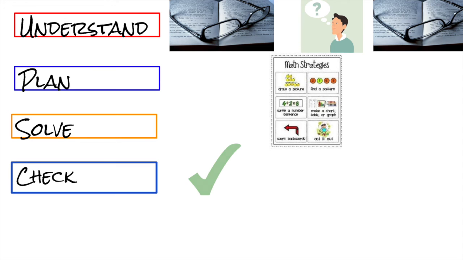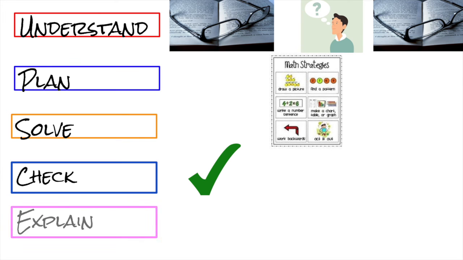Then you have check. So you want to go back and check your work, that you're accurate and that it's reasonable, and then explain. Explain your thinking as if you were teaching to someone who did not do the problem themselves. So your steps and your thinking behind each step. Use these steps again to continue to solve these story problems today.